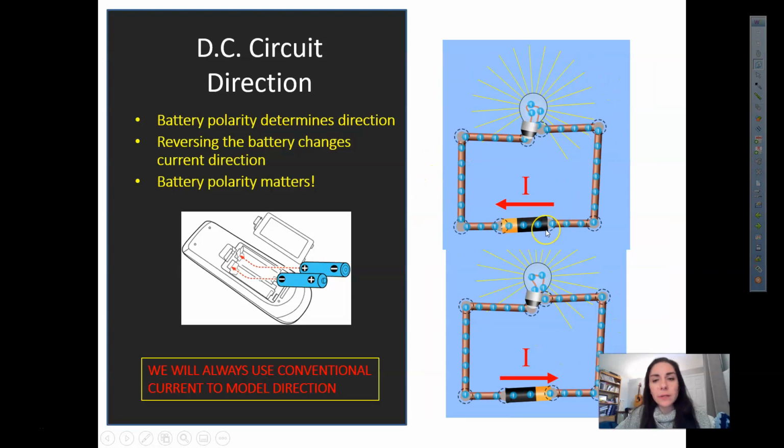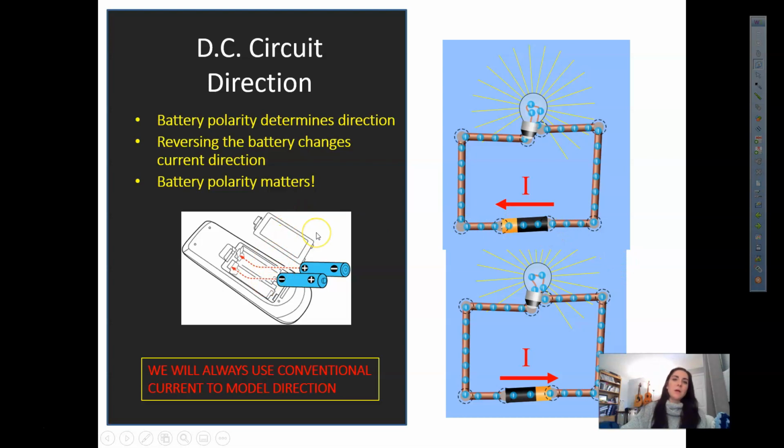The battery polarity is huge when it comes down to direction of the current. So notice the way I'm doing this. This is in conventional setting. So the current would be labeled like this. It would be going clockwise, as you can see here. If I flip the battery, it changes the direction of the current. And the polarity matters. So polarity means which side is positive and negative.